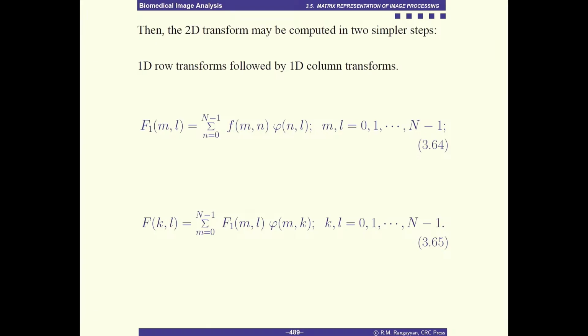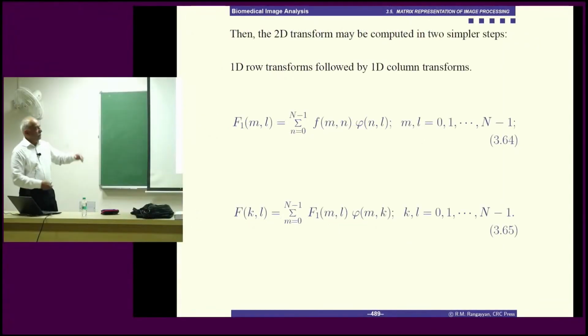Then you can compute the 2D transform in 2 steps, one along the rows and the other along the columns. You take the result of the first transform. So first one is F1(m,l) is f(m,n) times phi(n,l) summed over n. This is a function of m and l. So this is the output of the first transformation, which has one input index m, one output index l. Now take that and apply the second function phi(m,k), you get F(k,l), the final transform output.